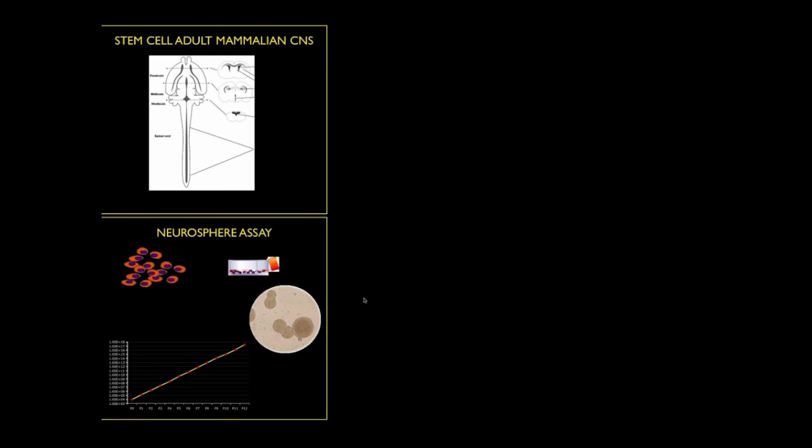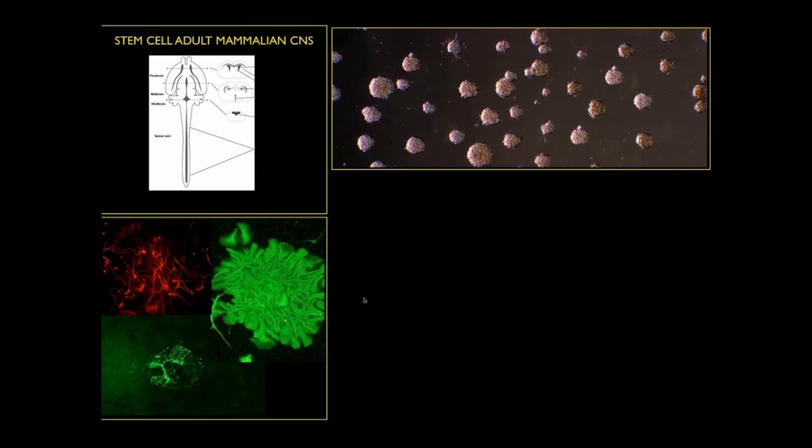So in summary, stem cells are located in the adult mammalian CNS. They're located in rodents, they're located in humans as well, and there appears to be an analogous region in the human CNS as there is in the rodent CNS. We can isolate cells in tissue culture using the neurosphere assay. This allows us to generate large quantities of cells, virtually unlimited quantities, that can be differentiated into the 3 cell types: neurons, astrocytes, and oligodendrocytes.